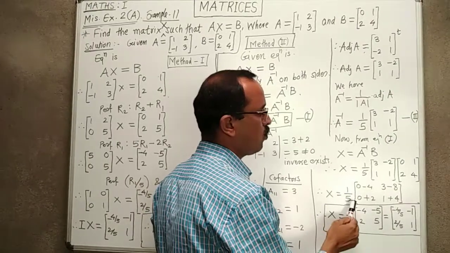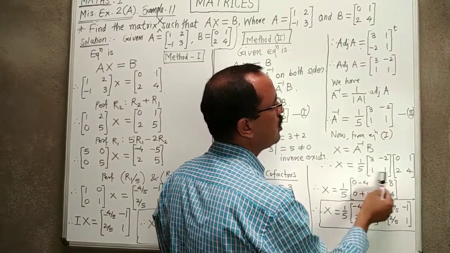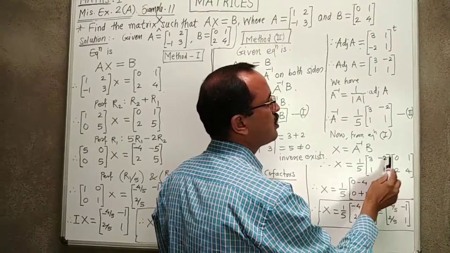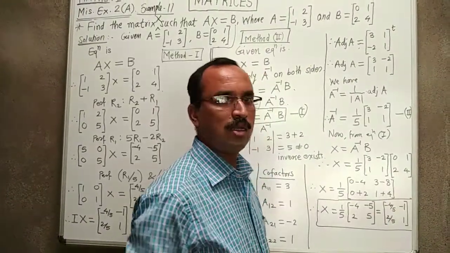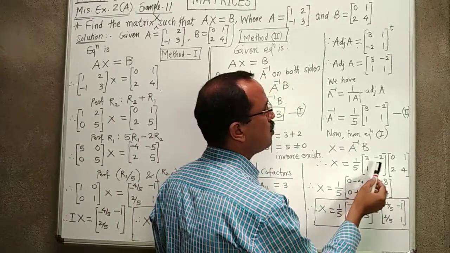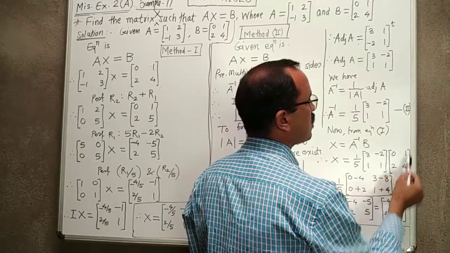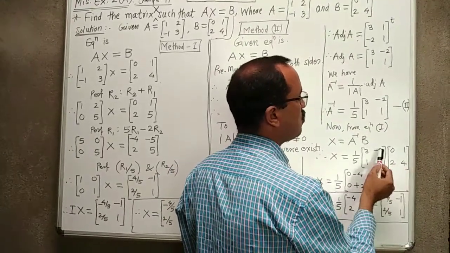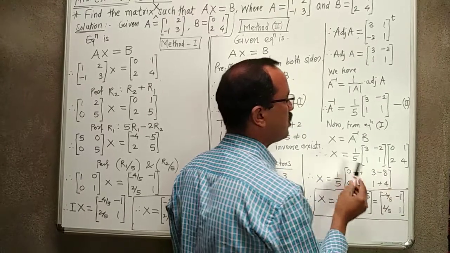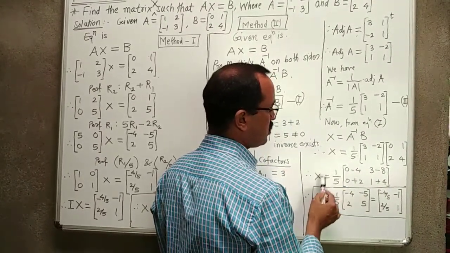Then X is equal to 1 upon 5 into, here we multiply this matrix. We find the inverse matrix and then multiply by B. So we get first row, first column: 3 into 0, 0, minus 2 into 2, minus 4, so 0 minus 4. First row, second column: 3 into 1, 3, minus 2 into 4, minus 8. Then we get the first row of the matrix X.